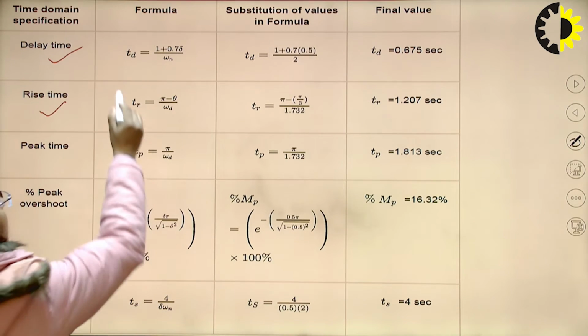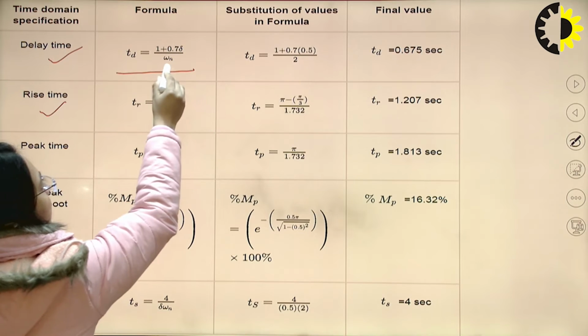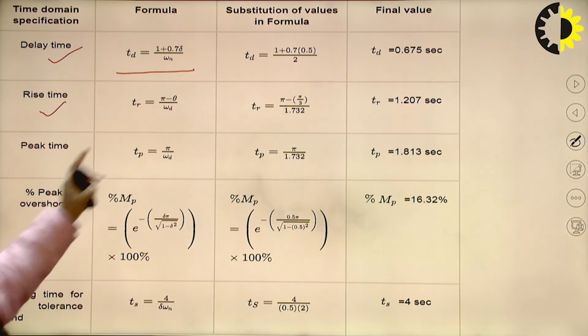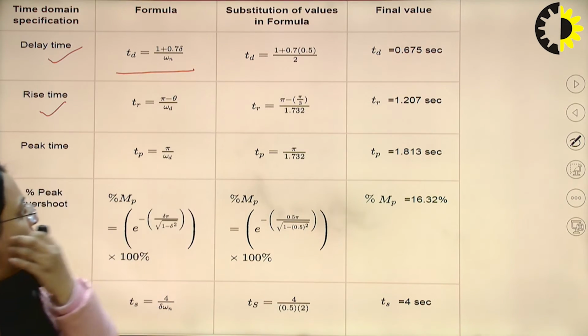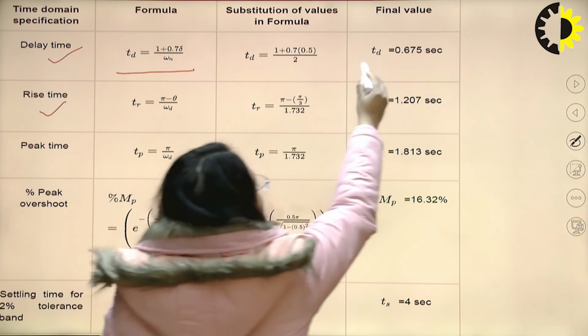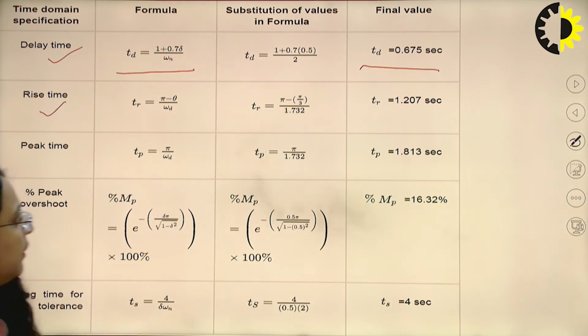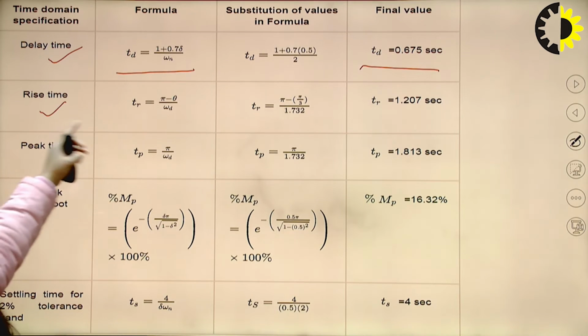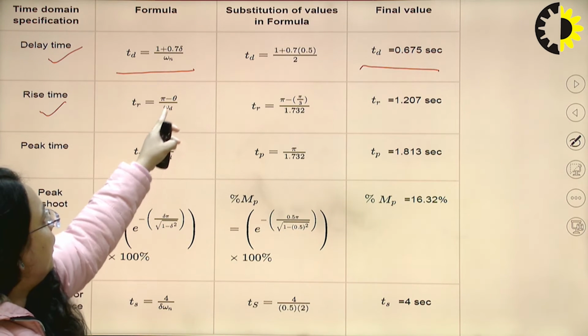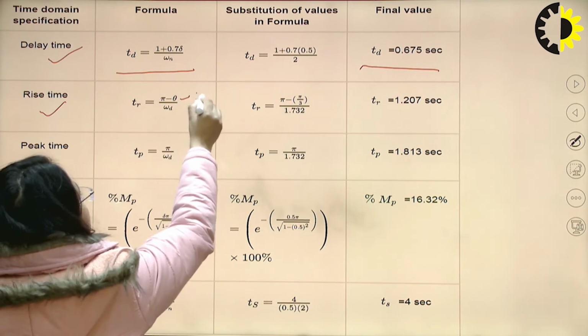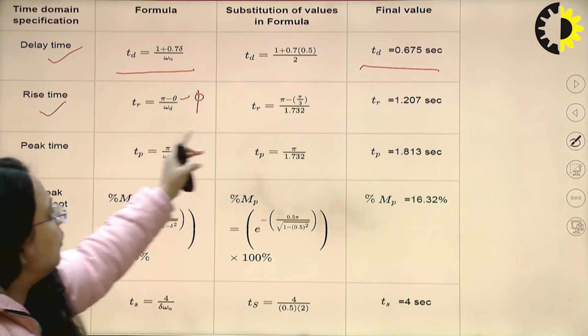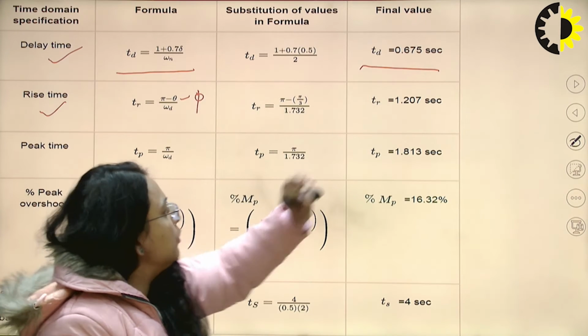The delay time is (1 + 0.7 zeta) upon omega n. We put in the value of zeta, that is 0.5, and it comes out to be 0.675 seconds. For rise time, the formula is (pi minus phi) upon omega d. Here theta is nothing but phi. That comes out to be 1.20 seconds.